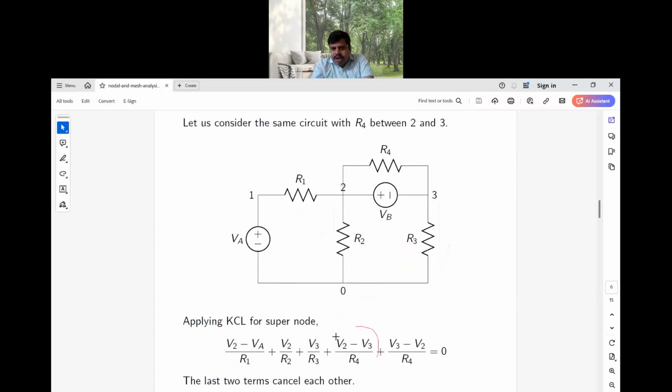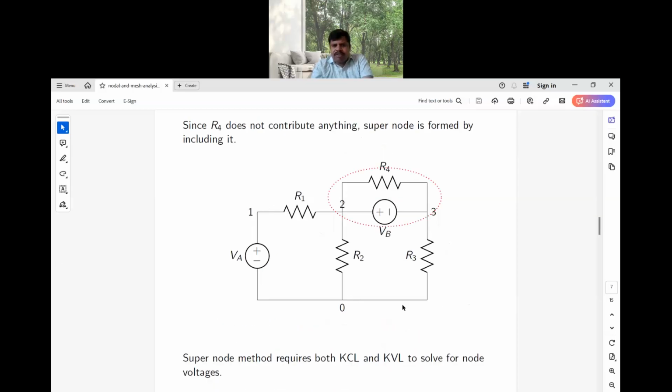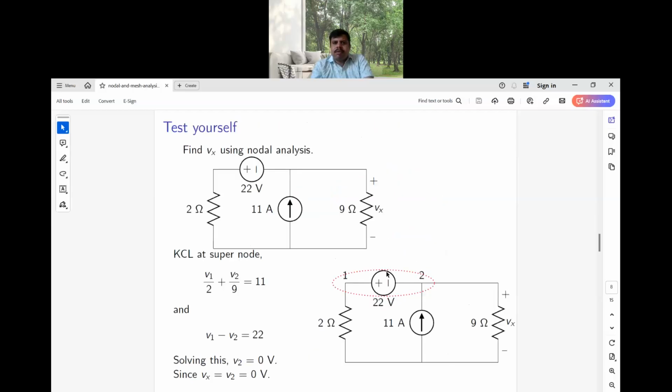And V2 minus V3 divided by R4 is the current flowing in this manner. And V3 minus V2 divided by R4 is the current flowing like this. These two terms normally, in this case, will cancel. So you are getting one equation. Now at the supernode, V2 minus V3 is equal to VB. So that is the procedure.